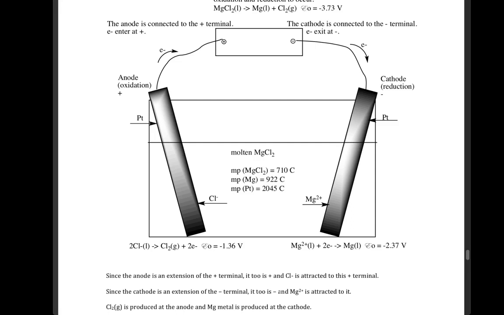So down at the bottom we have, since the anode is an extension of the positive terminal of the battery, it too is positive and Cl minus is attracted to it. Since the cathode is an extension of the negative terminal of the battery, it too is negative and Mg2 plus is attracted to it. Cl2 is produced at the anode and magnesium metal is produced at the cathode.